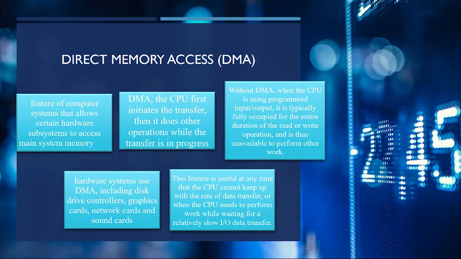With DMA, the CPU first initializes the transfer, then it does other operations while the transfer is in progress, and it finally receives an interrupt from the DMA controller (DMAC) when the operation is done. The feature is useful at any time that the CPU cannot keep up with the rate of data transfer, or when the CPU needs to perform work while waiting for a relatively slow input or output data transfer. Many hardware systems use DMA, including disk drive controllers, graphic cards, network cards, and sound cards.